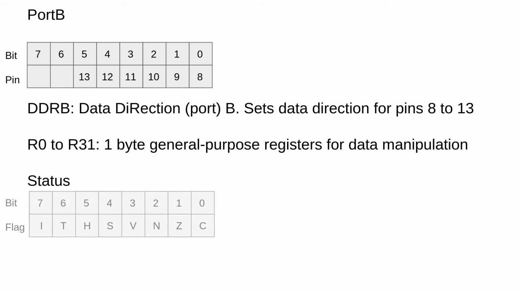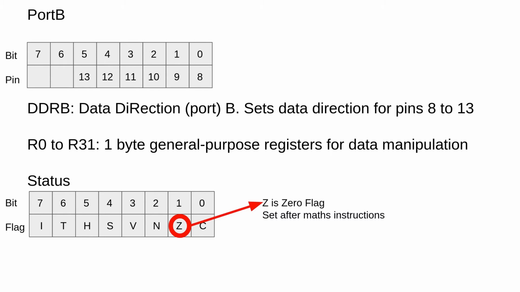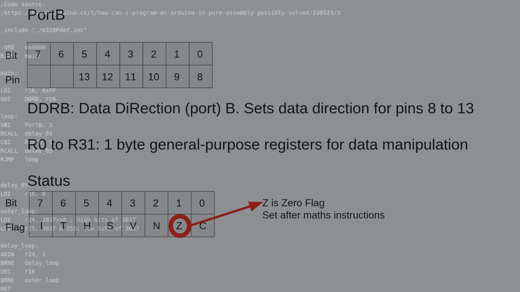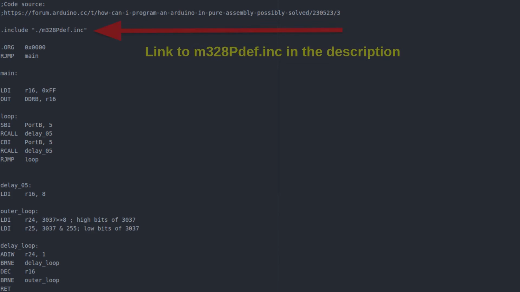The status register is an 8-bit register that contains flags that are updated based on the results of the previous instruction. There are 8 flags, but for this code we only need to know about the 0 flag. The 0 flag is set if the previous operation resulted in a 0 result. For example, subtracting 5 from 5 would set the 0 flag, and subtracting 4 from 5 would reset the 0 flag. So, returning to the code, the include directive at the top is equivalent to the include directive in C++.